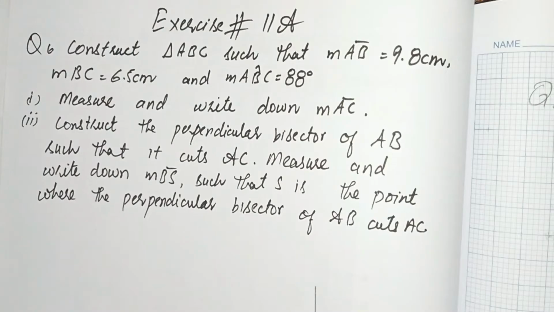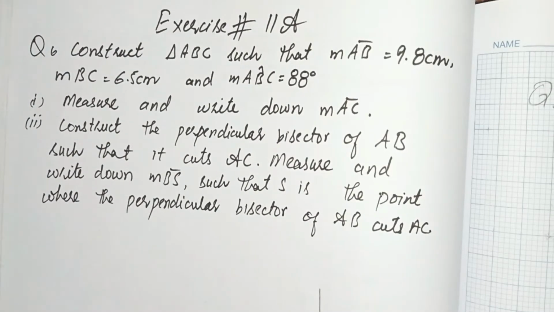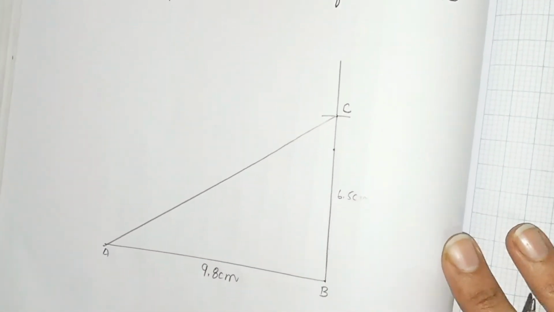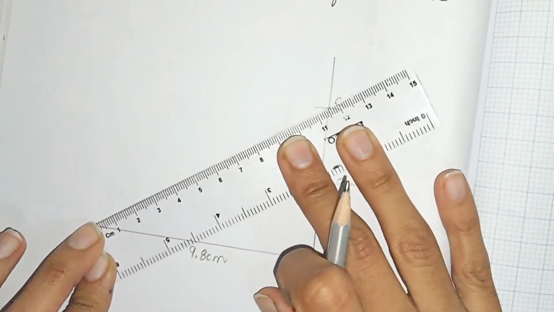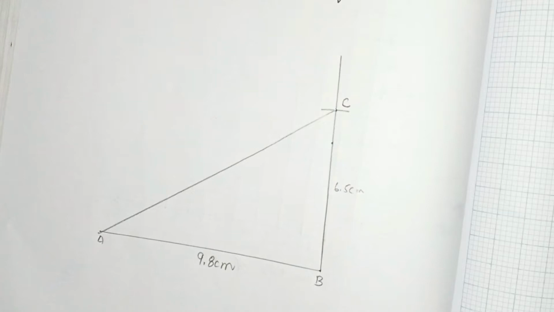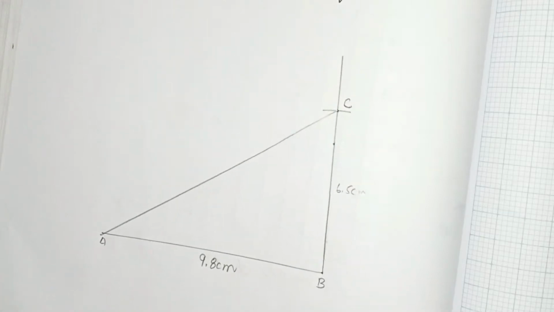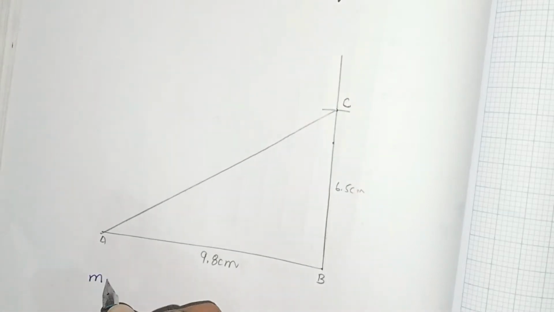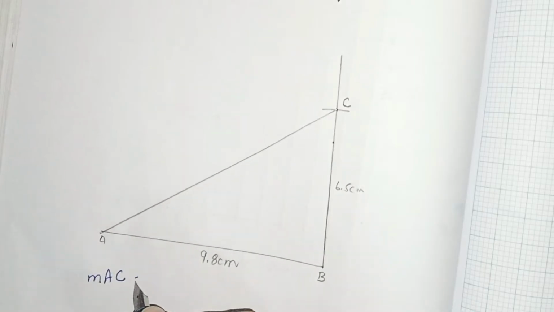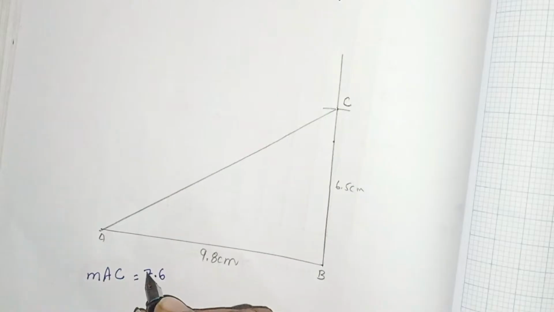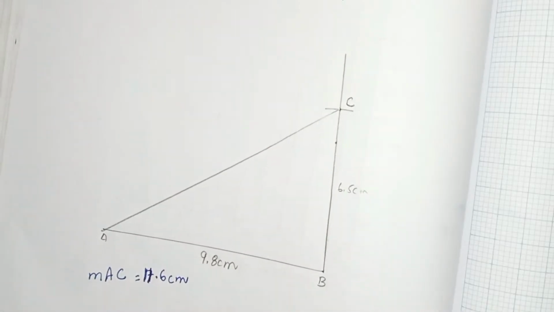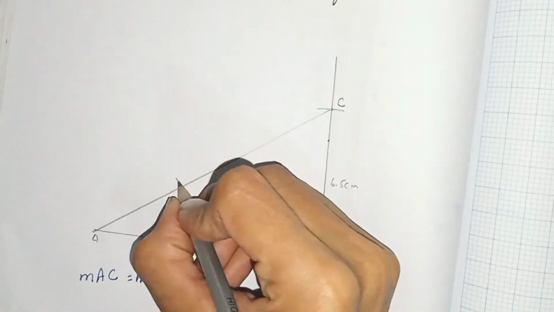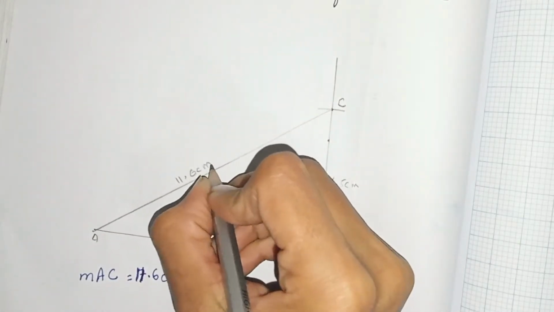Now students, part number 1, measure and write down AC. We have to measure that line AC. Now students, this is AC. AC is 11.6. We have to write it. Measure AC is 11.6 centimeter, and this line is 11.6 centimeter.